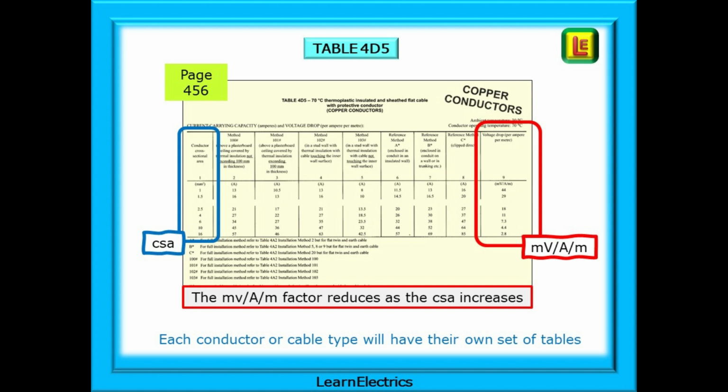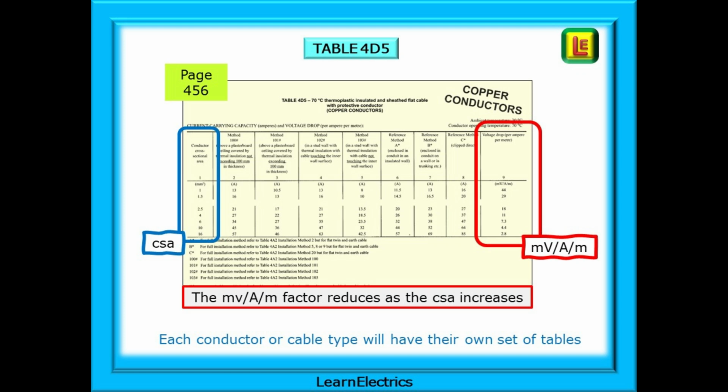To calculate voltage drop, we need to use the tables in Appendix 4 of the Wiring Regulations book. We will assume twin and earth cable for this video, and we should refer to table 4D5 on page 456. On the left, in the blue box, are the cable sizes, the cross-sectional areas for the popular sizes. The red box on the right shows the corresponding voltage drop as millivolts per amp per meter length. Notice that the mV/A/m number decreases as the conductor size increases.